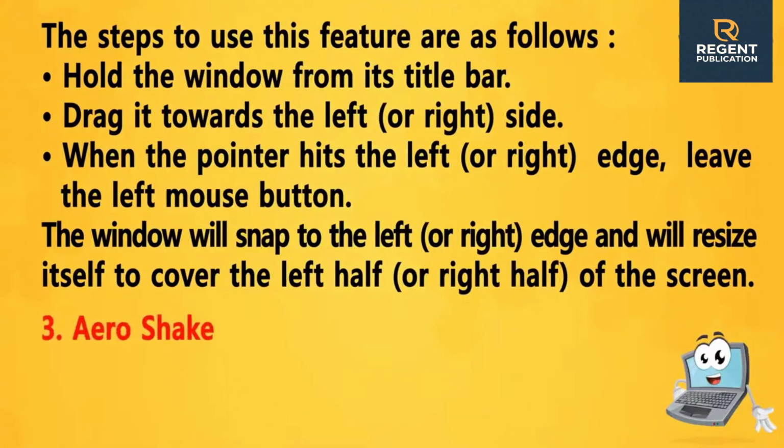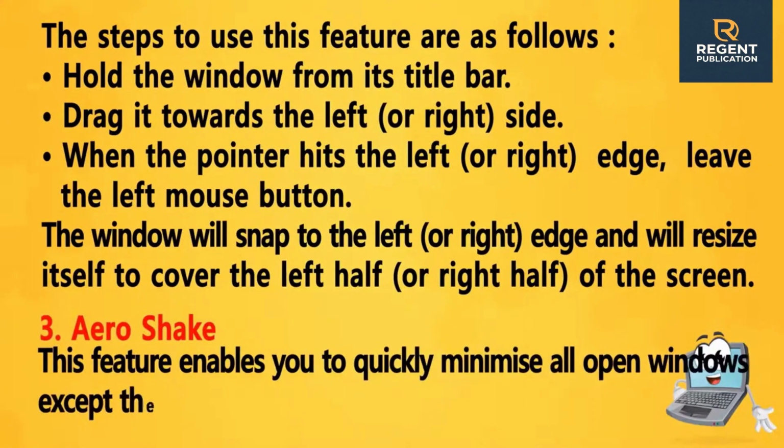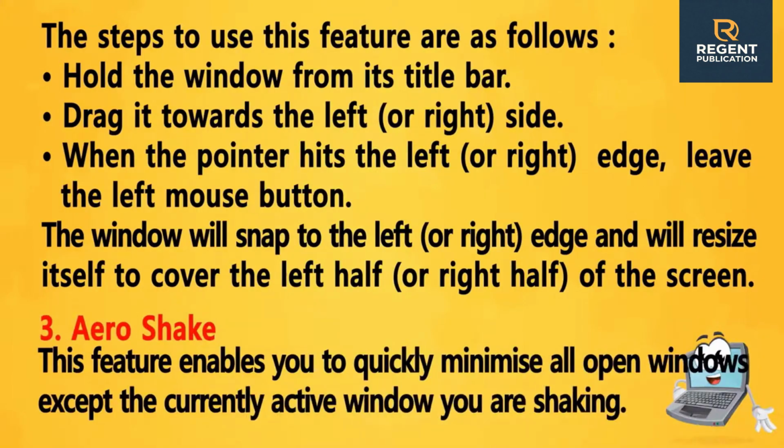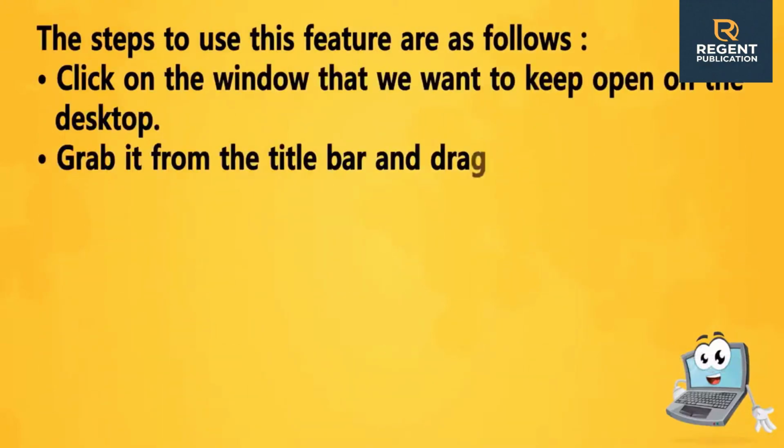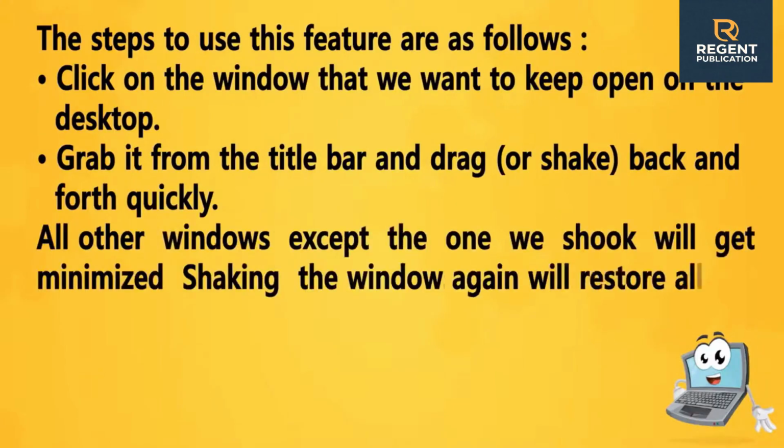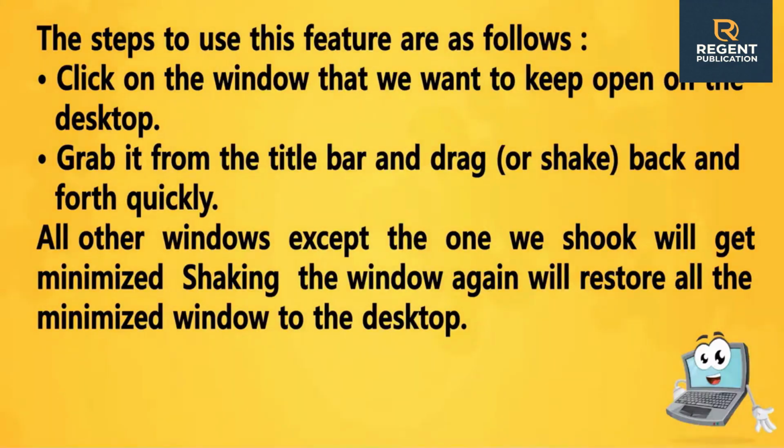Aero Shake. This feature enables you to quickly minimize all open windows except the currently active window you are shaking. The steps to use this feature are as follows. Click on the window that we want to keep open on the desktop. Grab it from the title bar and drag, or shake back and forth quickly. All other windows except the one we shook will get minimized. Shaking the window again will restore all the minimized windows to the desktop.